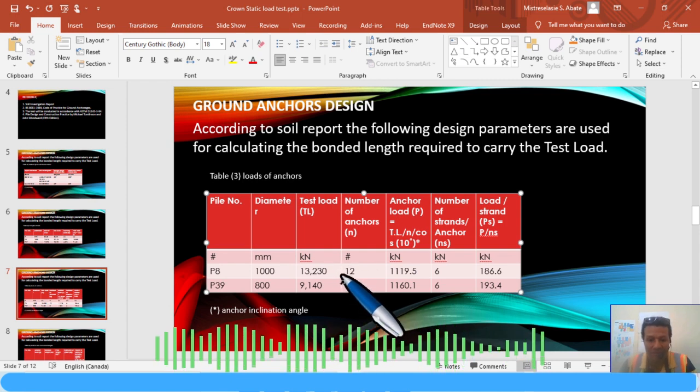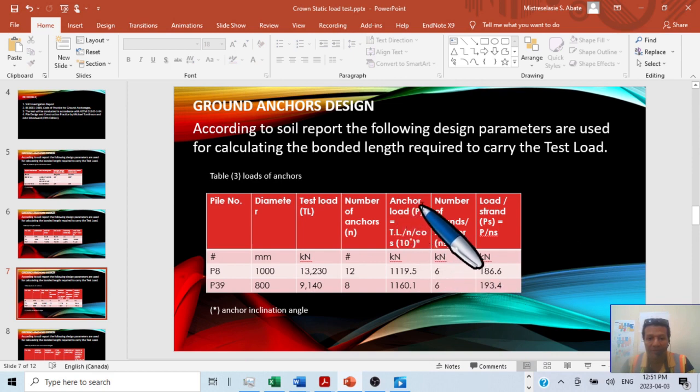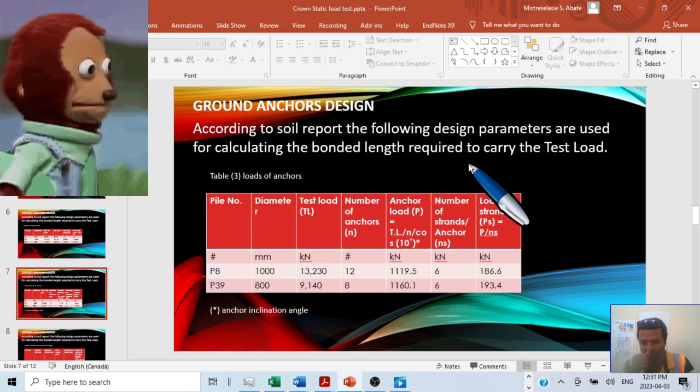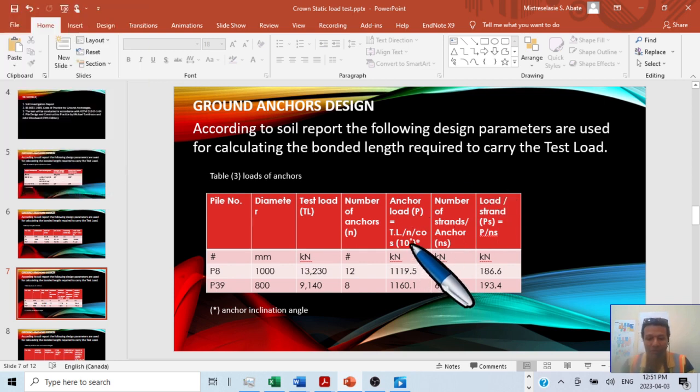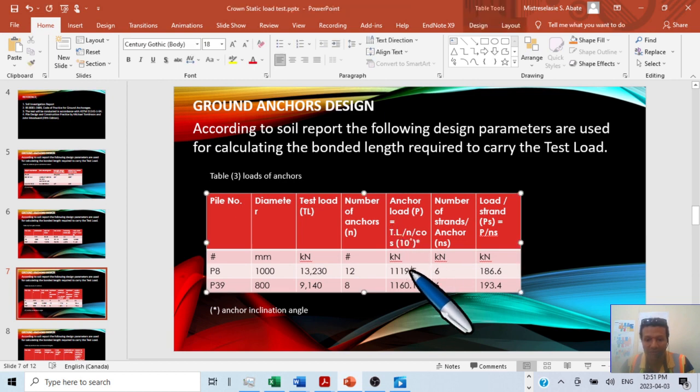So we start with this estimated number of anchors, and the anchor load is equal to TL over A. That means we have 13,230, divided by 12, and divided by cosine of 10, because the angle of the anchor will be 10 degrees. If you multiply this, you will get this.